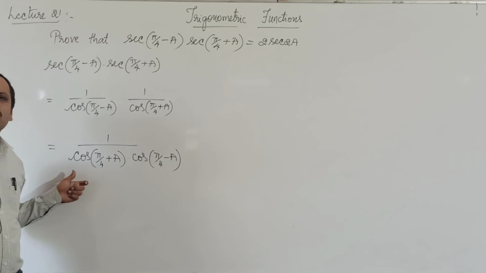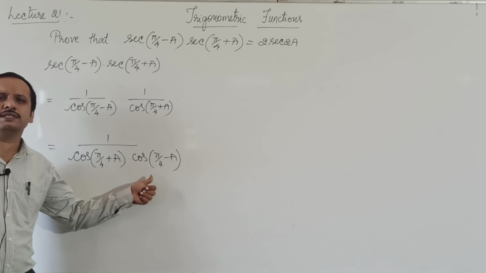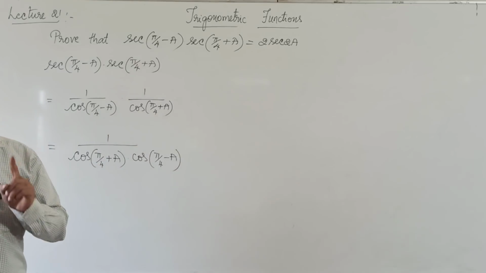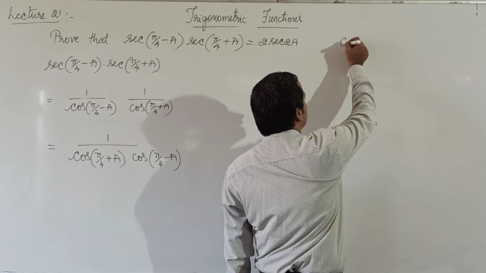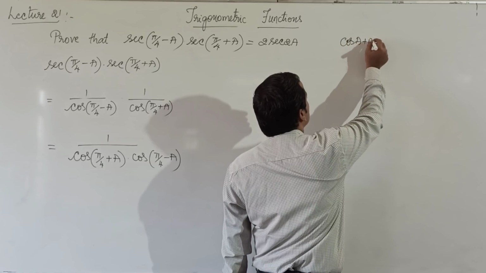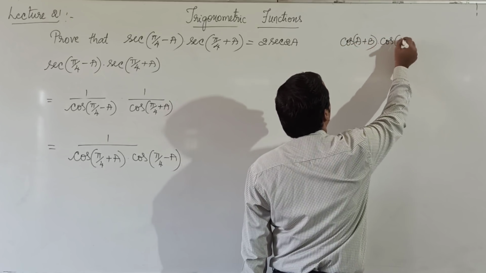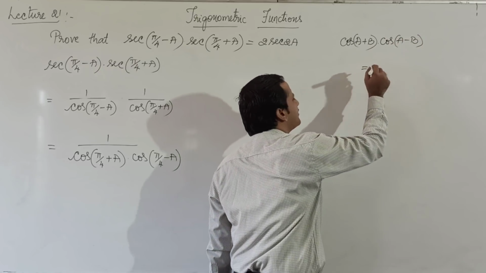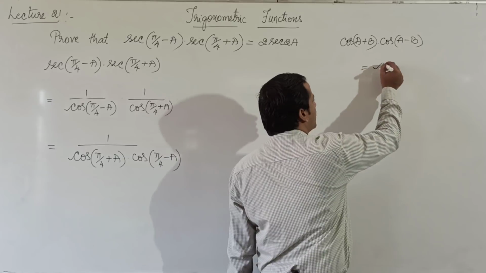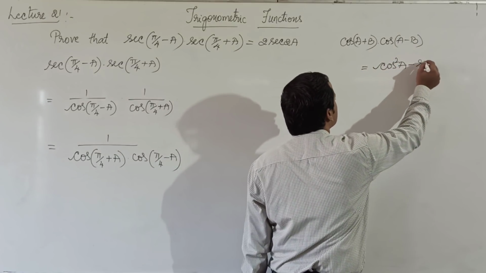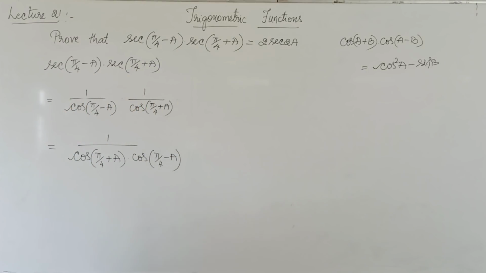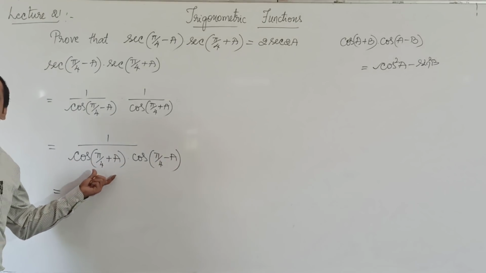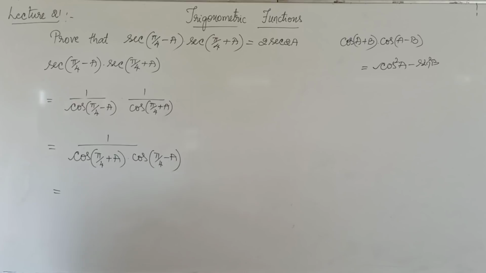This looks like cos (a plus b) into cos (a minus b). What is cos (a plus b) into cos (a minus b)? This is one result which we have studied in our earlier classes, some 3-4 days ago. We have seen this formula: cos (a plus b) into cos (a minus b) is equal to cos square a minus sin square b, or it's also equal to cos square b minus sin square a. That formula I want to use here.